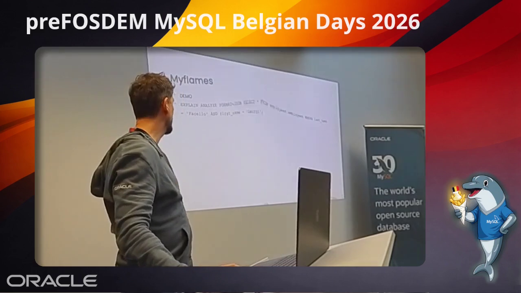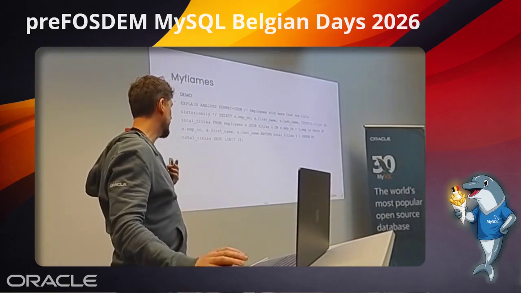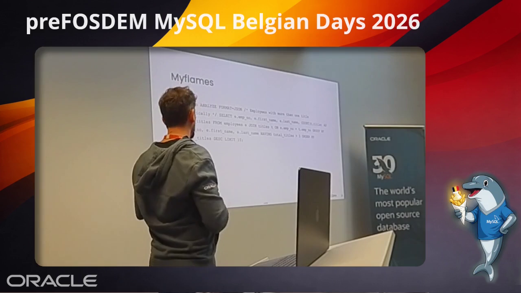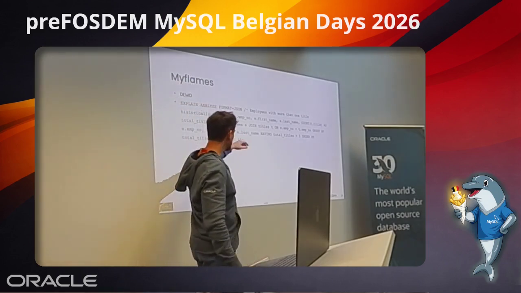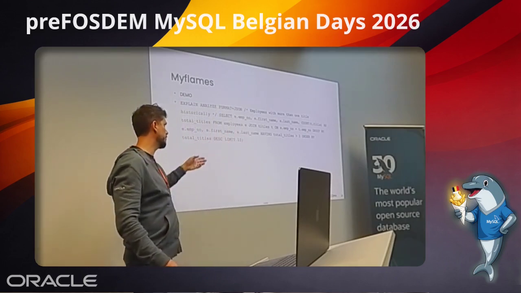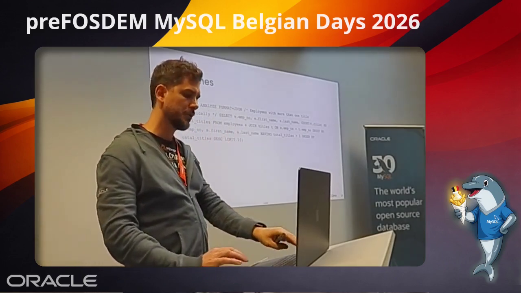I would like to show another query, but this time I didn't optimize it. So we can see it's a bit more complex. There is a join on it and a group by operation, right?